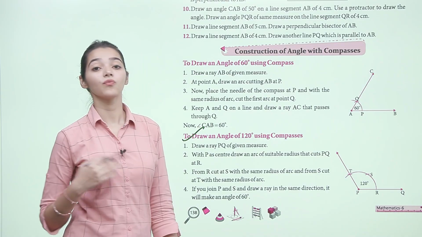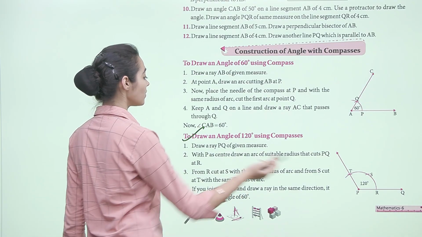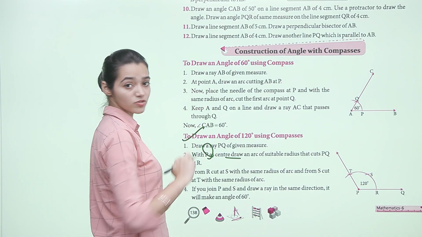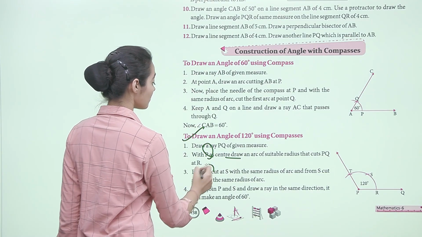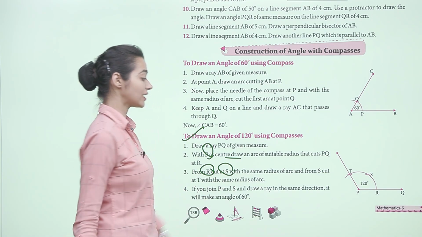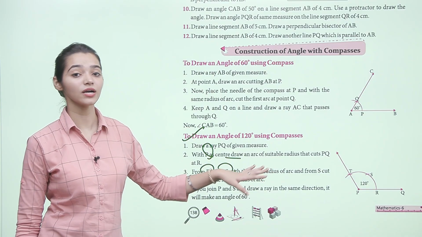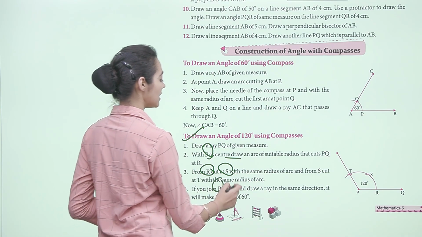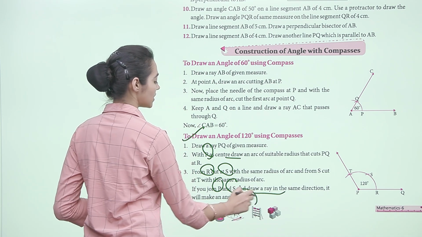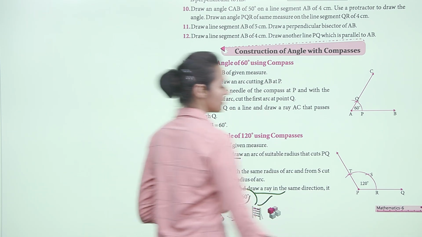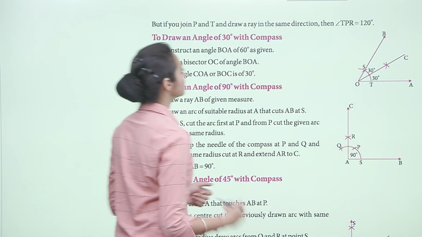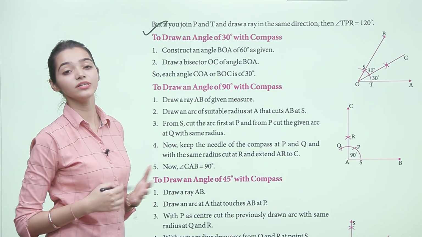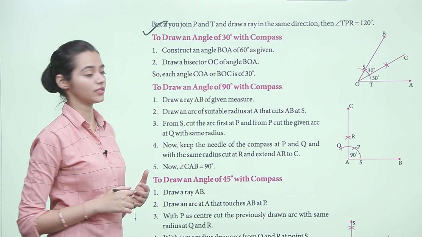Next is to draw an angle of 120 degrees using a compass. We will draw again a ray PQ. After that with P as center we will draw an arc which cuts PQ at R. After that from R we cut at S with the same radius of arc. From S cut at T with the same radius of arc. Then we will join P and S, then we will draw a ray in the same direction at an angle of 60 degrees. Now if you join P and T, we will get our angle of 120 degrees.